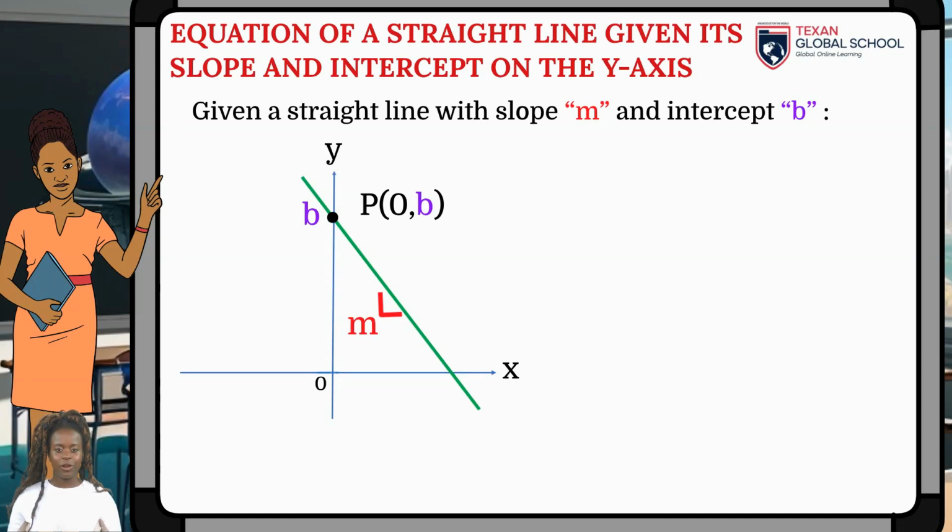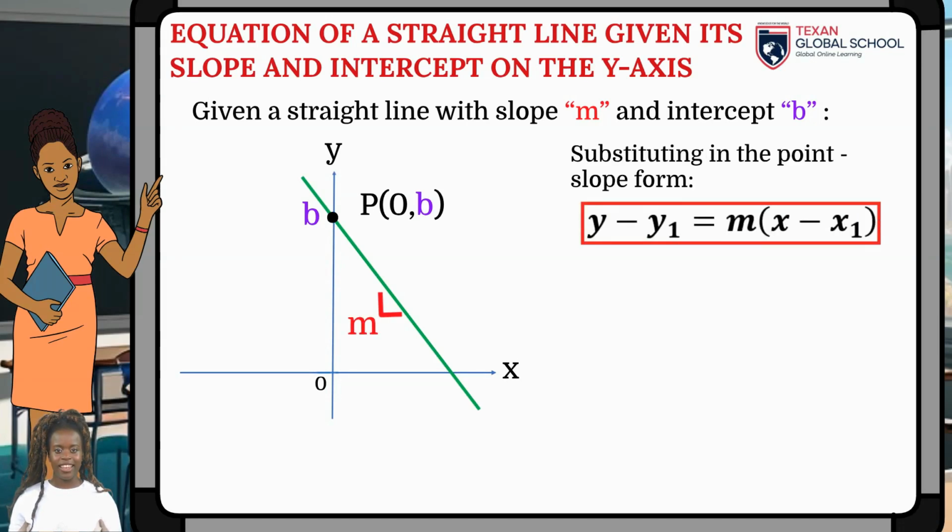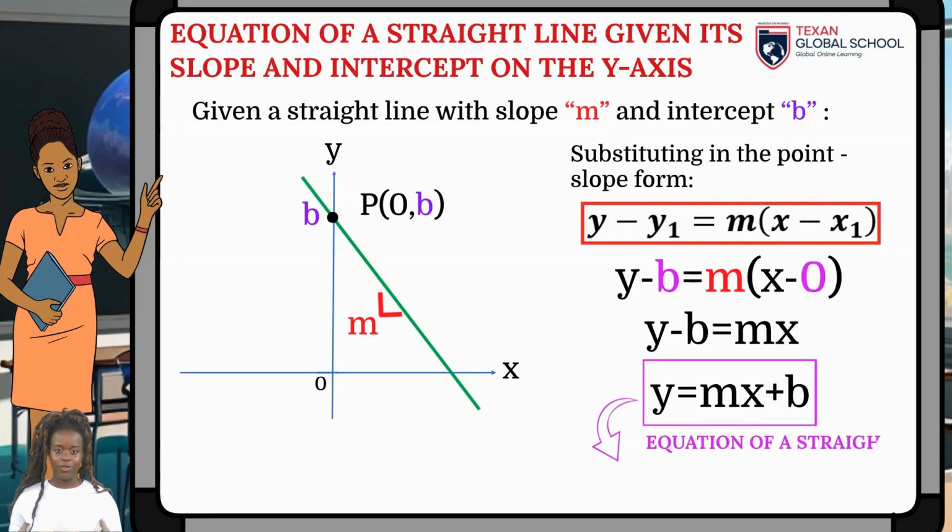Substituting the point and the slope in the formula demonstrated in previous classes, and adjusting the equation, results in y equal to the slope m times x plus the intercept b. This is the formula to obtain the equation of a straight line given its slope and intercept on the y-axis.